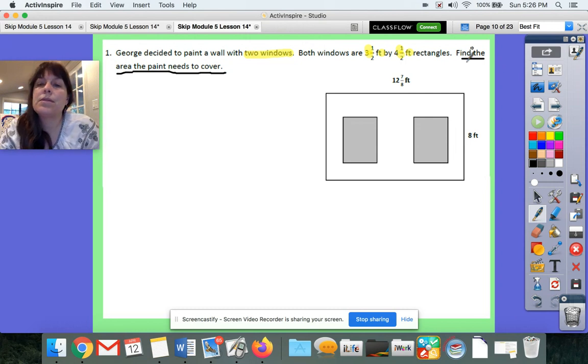Okay, so you can see that this is a wall. And do we know the area? Could we find the area of this wall? Yes, we can, because we know both the length and the width. So to find area, you need to know the length and the width. Area equals length times width. And then we have 2 windows inside. And we know that the windows are 3.5 feet by 4.5 feet.